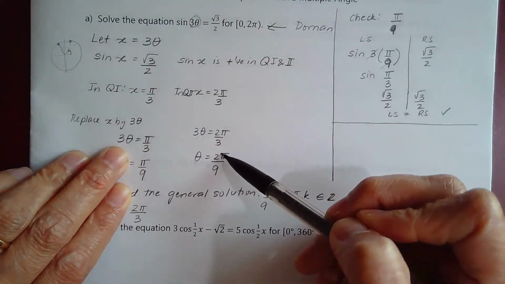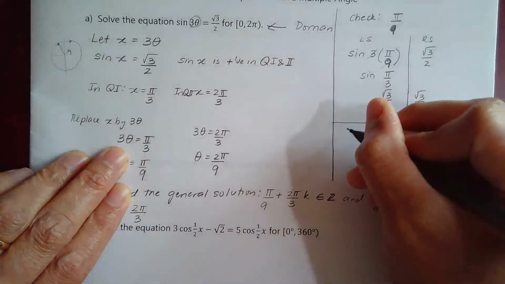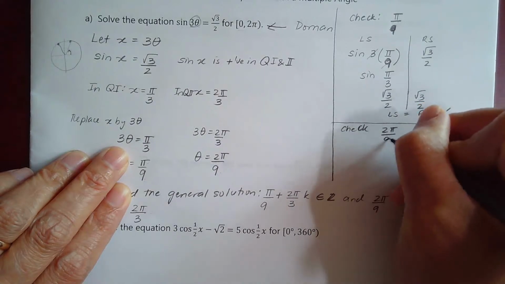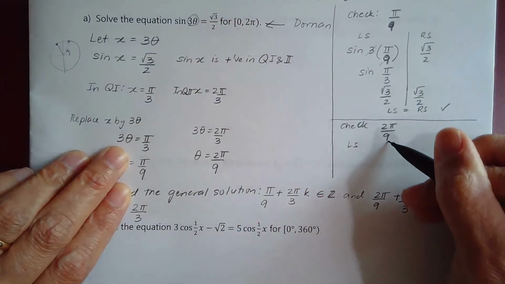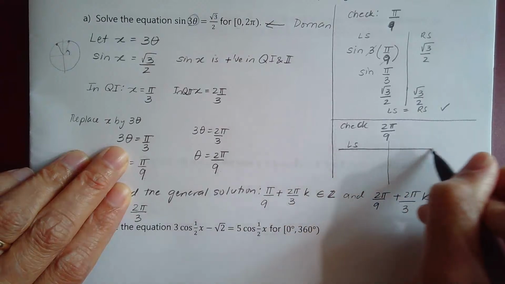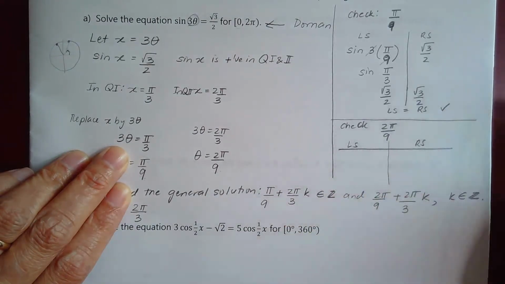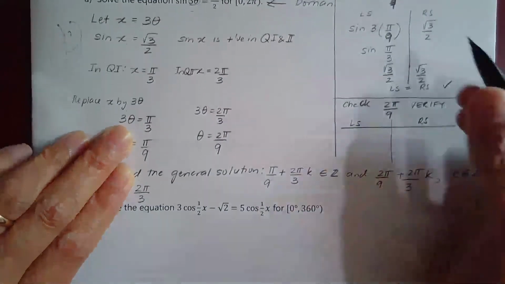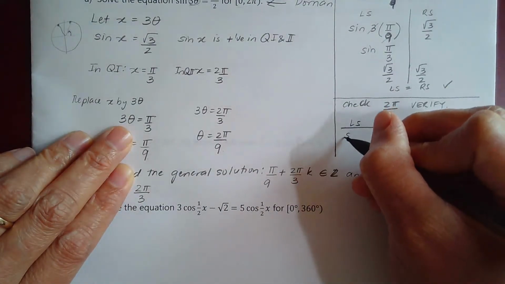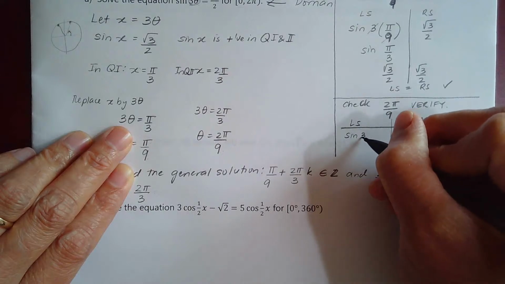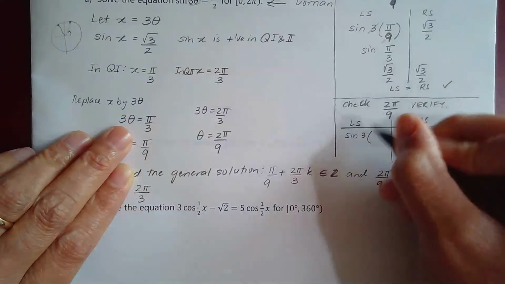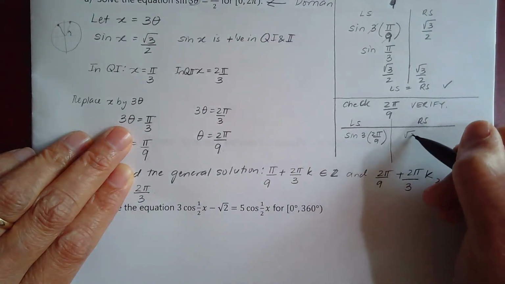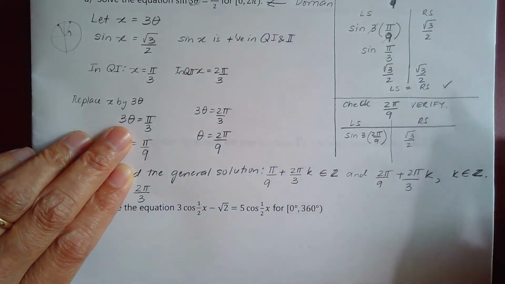Now, what about this one here? What if our answer is 2 pi by 9? Let's give it a try and check. Again, we're going to verify our solution. Verify means to check if it is correct. The left side looks like sine of 3 times 2 pi by 9, and it should equal root 3 over 2.